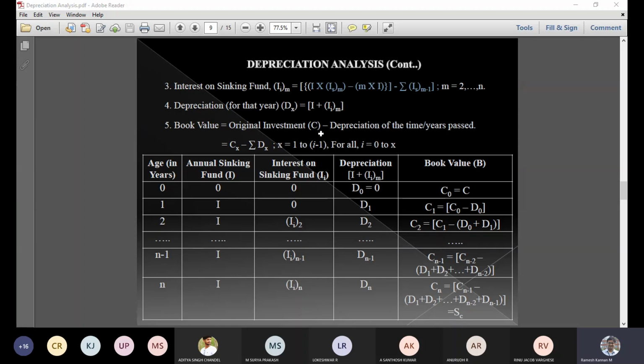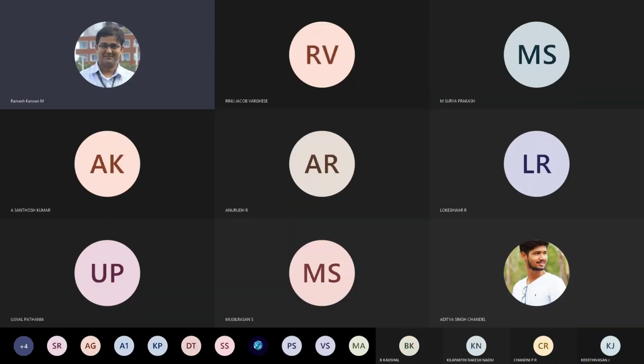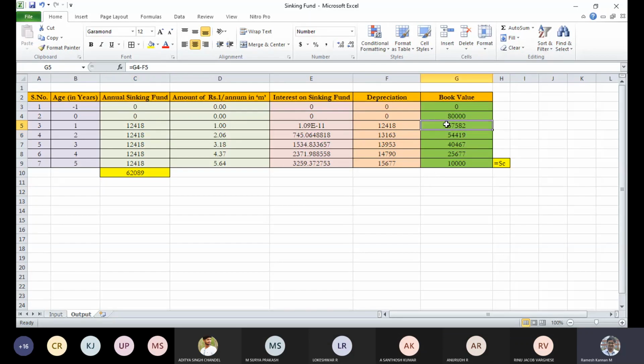Finally, the depreciation is nothing but the book value minus the previous depreciation. It will be a little confusing, but if you practice, it will not have much implications, right? This will become G4 minus F5, which means G4 is this minus F5. So this will become the depreciation, this minus this becomes this, and finally this minus this becomes this, and this is 10,000, which is the scrap value.